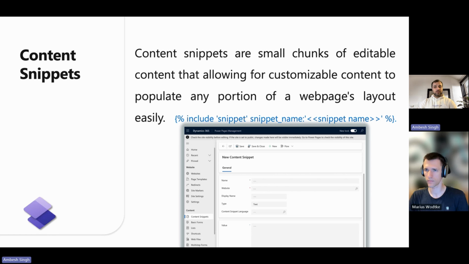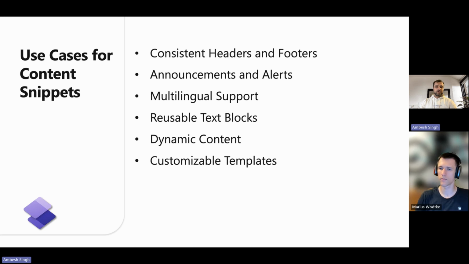Content snippets in Power Pages are quite versatile and can be used in various scenarios to enhance the efficiency and consistency of your web pages. So here are some common use cases. Use content snippets to maintain uniform headers and footers across all pages. This ensures that any update to these sections is reflected site-wide without needing to edit each and every page individually.